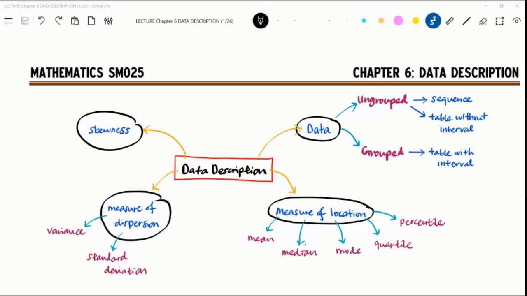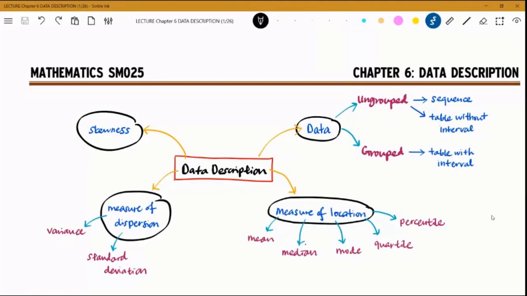Alright, so today we continue with our new chapter, which is chapter 6. So the chapter 6, which is data description. Okay, so basically this is the overview that we will see in this chapter. So starting with the data.